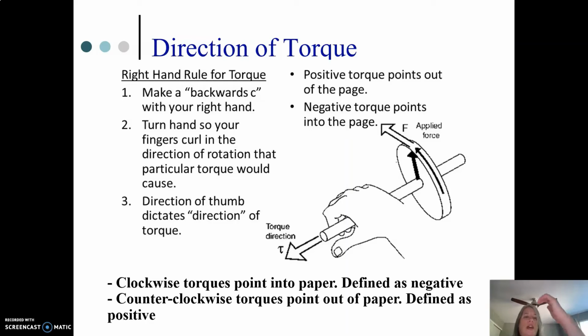So if we rotate our fingers counterclockwise, then our thumb is out of the page at us, which is a positive torque. And if we rotate our fingers clockwise, then our thumb is pointing away from us into the page, and that is negative. So it's easier to think of it in terms of clockwise and counterclockwise.